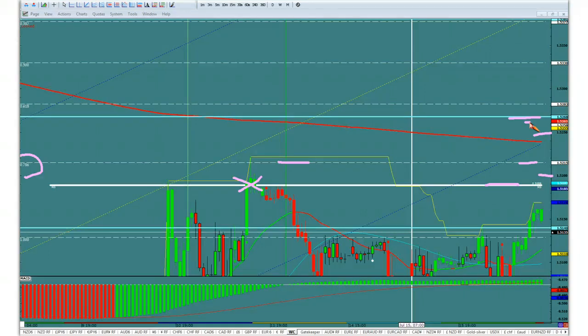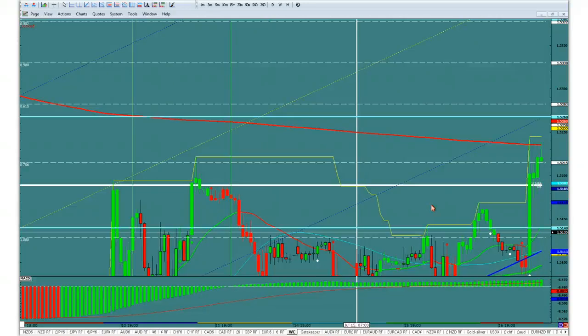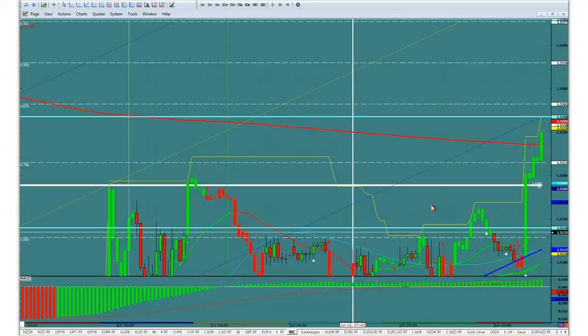All right, so there's a pullback. Best thing to happen to you. Strong pullback. All right, hooray! Come on, baby. Bam! Ready for that? Right to the target. See that?